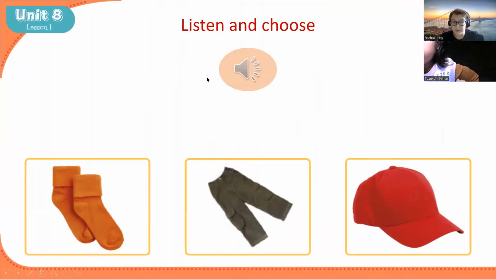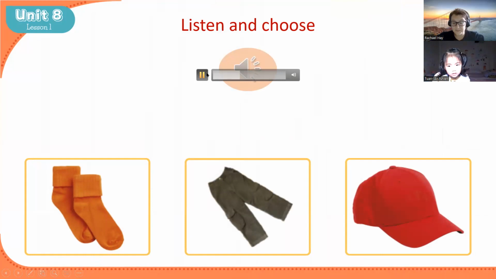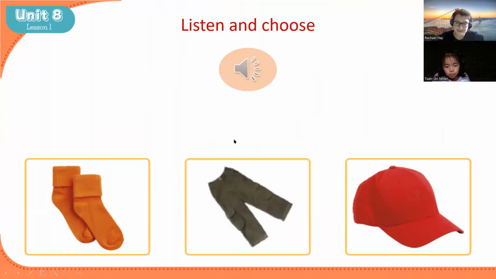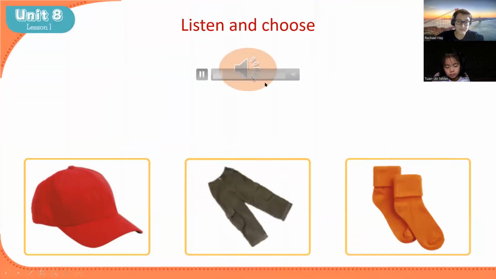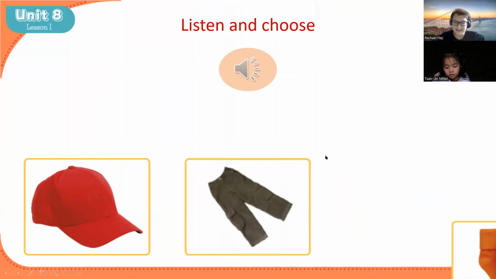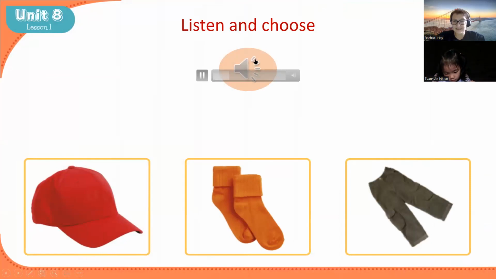Okay, now we need to choose the right picture. Do you have pants? Yes, I have pants. Pants is two. Do you have socks? Yes, I have socks. Which picture is socks? Three. Do you have a hat? Yes, I have a hat. Which picture is a hat? Hat is one. Good.